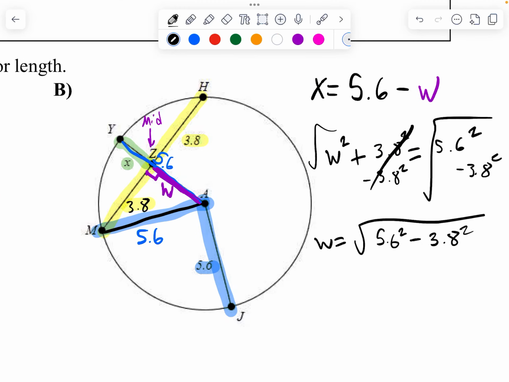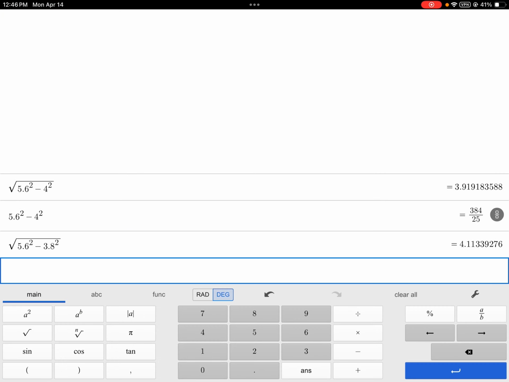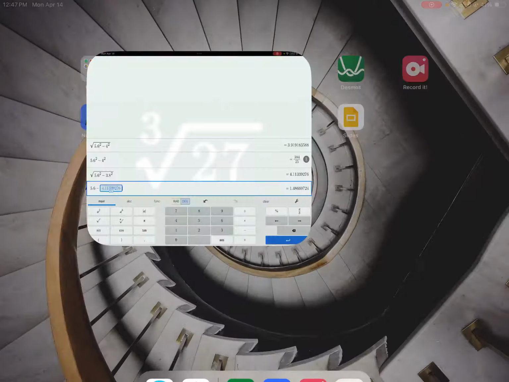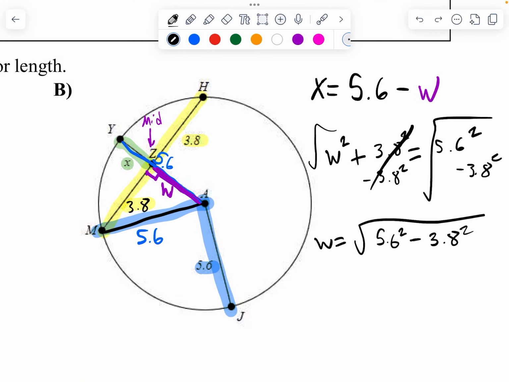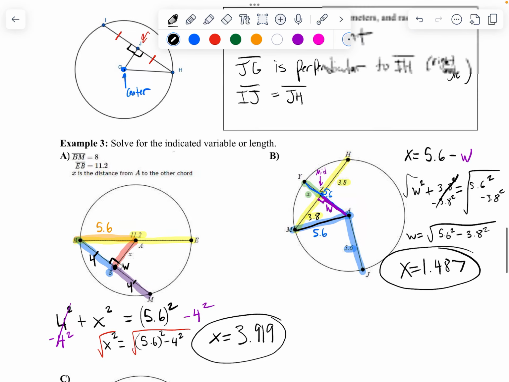There we go. Let's go back in. All right, so that's what we're looking at there. And I'd say, okay, well, I'm just going to take that number and subtract it from 5.6. So I'm going to come back, and I'm not going to round it off yet. I'm going to use that entire decimal. I'm going to say 5.6 minus that whole thing, and we get 1.4866. That 6 is going to round up, so 1.487. So x equals 1.487.